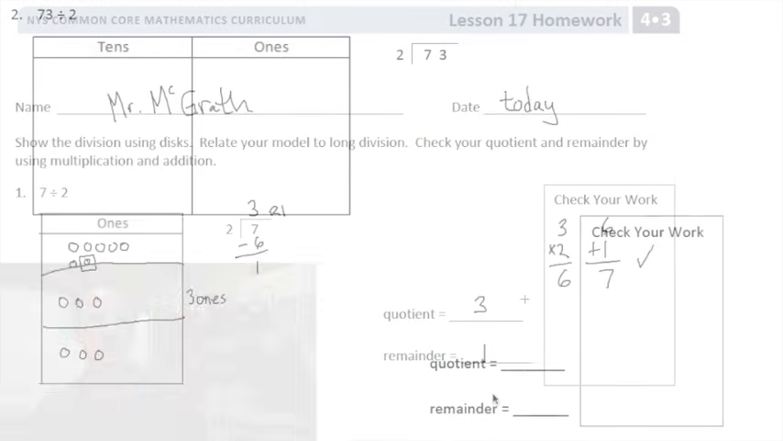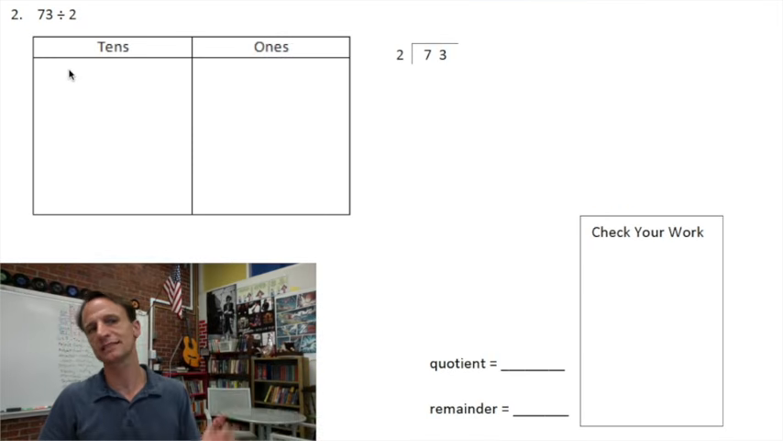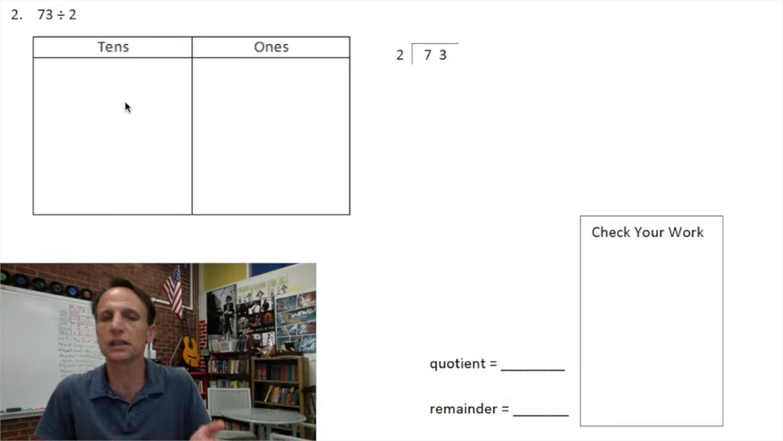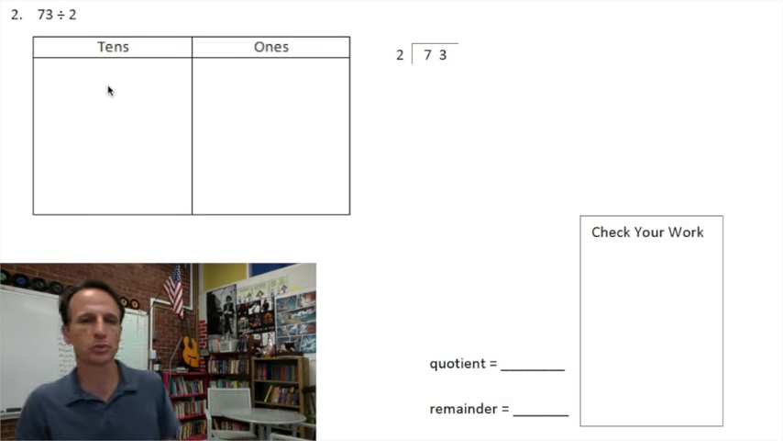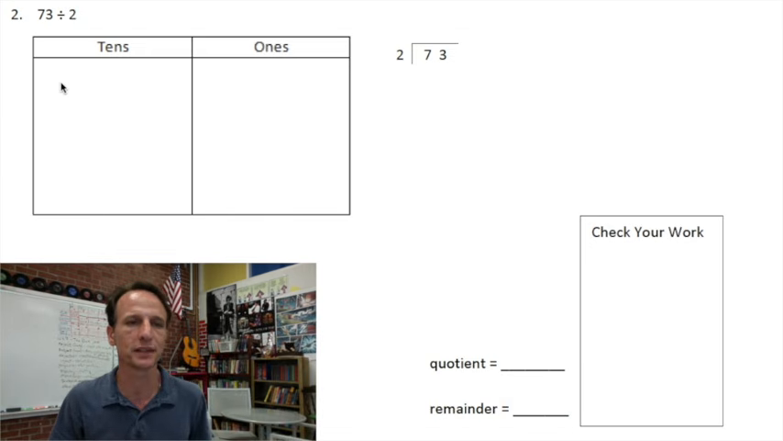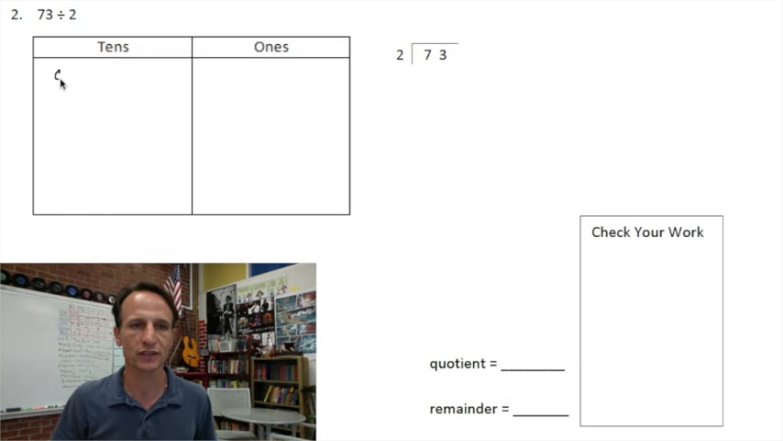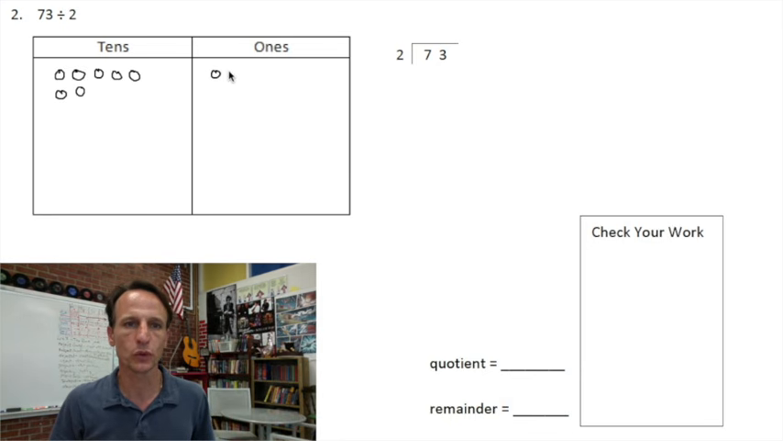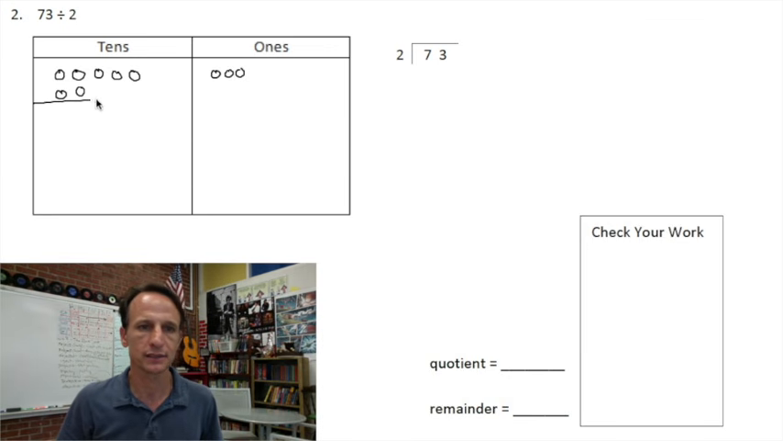Let's do it. Yeah, so look, now it's 73 divided by 2. No prob, Bob, because our 10s are going to look the same as our 1s looked last time, right? So let's draw out those 7 10s of 73. So there's 1, 2, 3, 4, 5, 6, 7. And then we have 3 1s. 1, 2, and 3. Lovely.